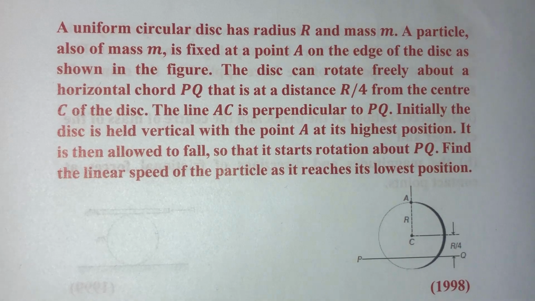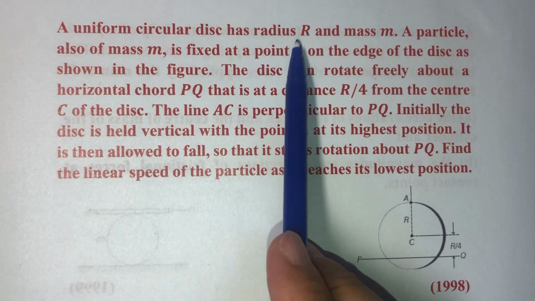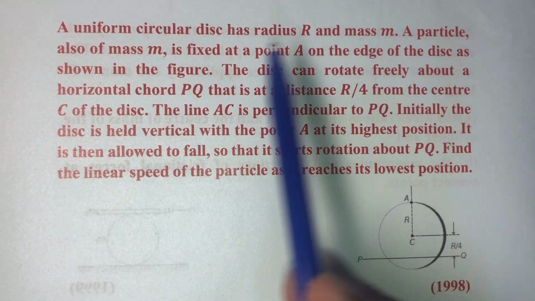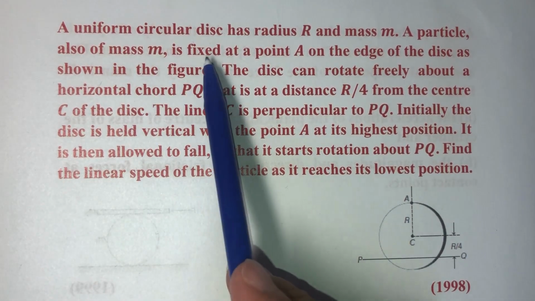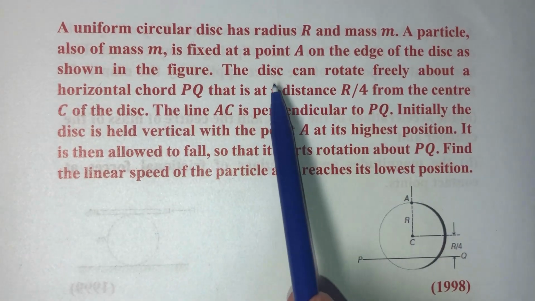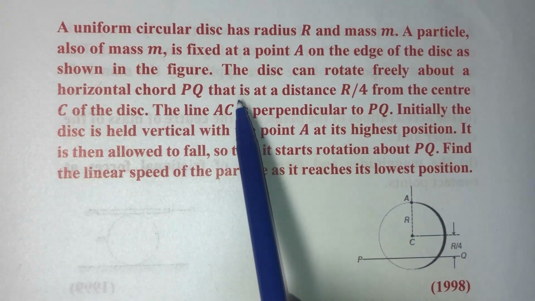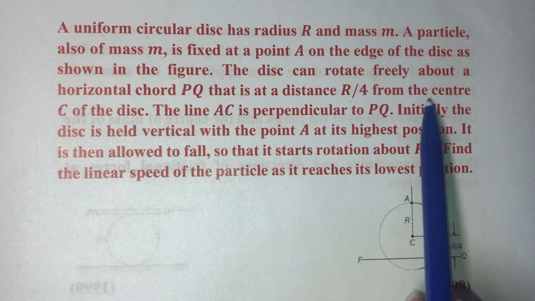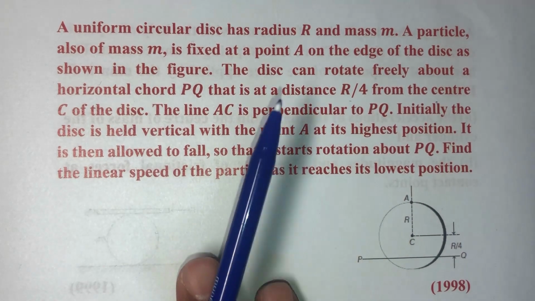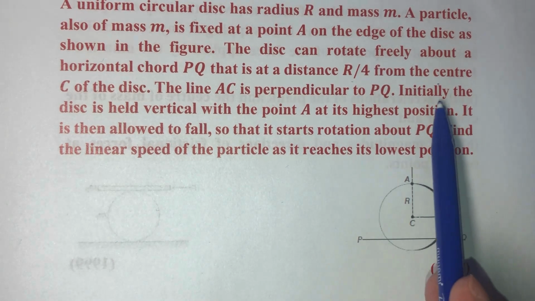Hello friends, in today's question, a uniform circular disc has radius r and mass m. A particle of also mass m is fixed at a point A on the edge of the disc as shown in figure. The disc can rotate freely about a horizontal chord PQ that is at a distance r by 4 from the center C of the disc. The line AC is perpendicular to PQ.